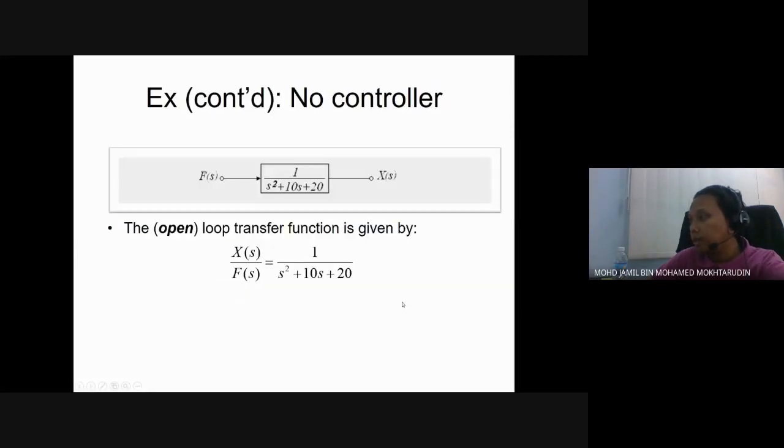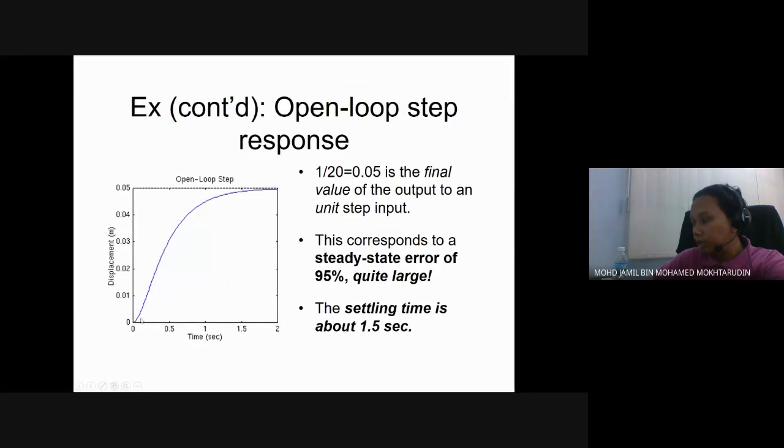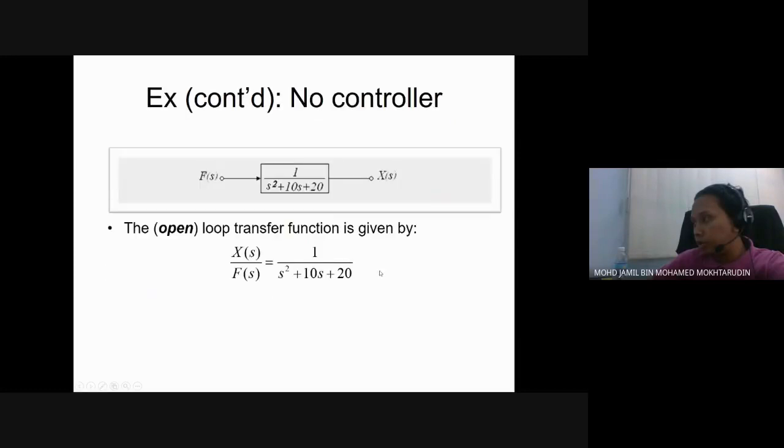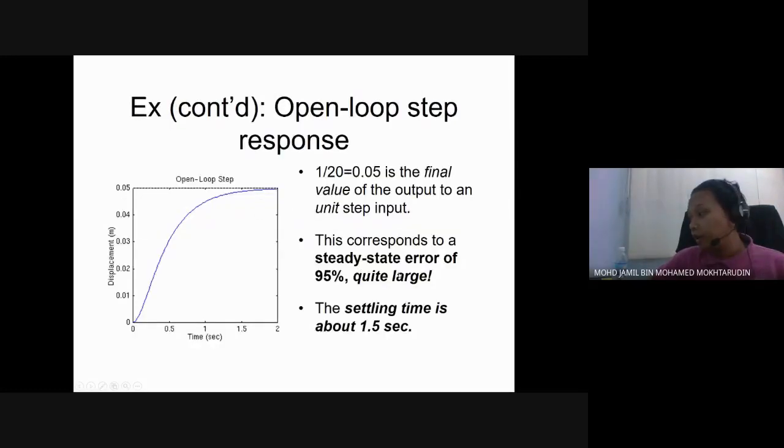Okay, so let's say you apply no controller. So this system has no controller. The time response will be as shown here. It will rise to steady state by taking about 2 seconds. So here the settling time is given around 1.5 seconds. And for the steady state, you want to get around 1.0, but the system only reached about 0.05. Meaning that the steady state error is 95%. So very large, okay?